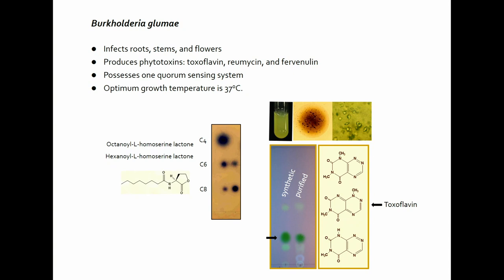They produce the toxin toxoflavin, and have only one quorum sensing system. The optimum growth temperature is 37 degrees. This one quorum sensing system produces two kinds of signals, one is C6 and the other one is C8. And this toxoflavin is a flavin, so it's yellow color. You can actually see the crystals of this toxoflavin under the microscope. They're very shiny, small crystals. So they produce lots of toxins.